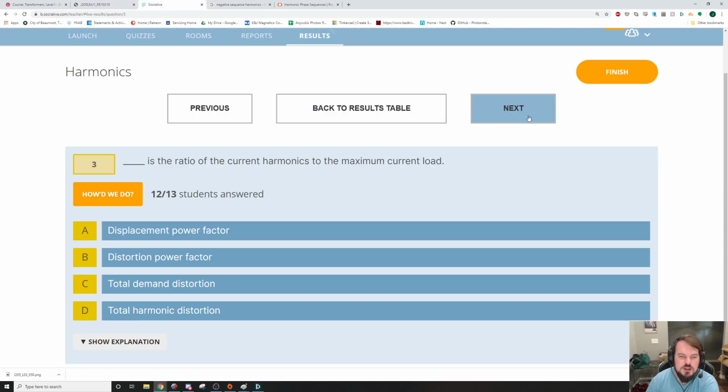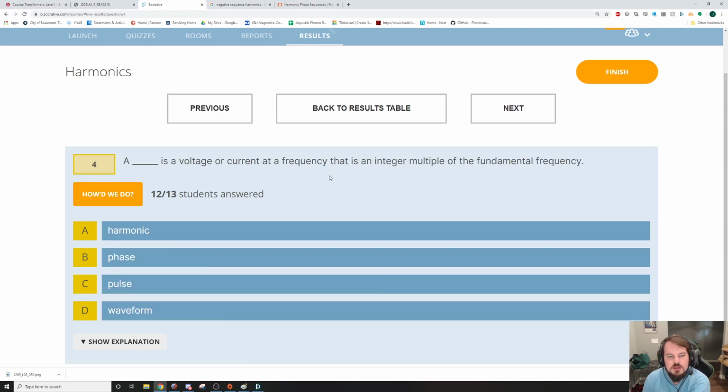Blank is the ratio of the current harmonics to the maximum current load. Total demand distortion. Alright. A blank is a voltage or current at a frequency that is an integer multiple of the fundamental frequency. So that's what a harmonic is.